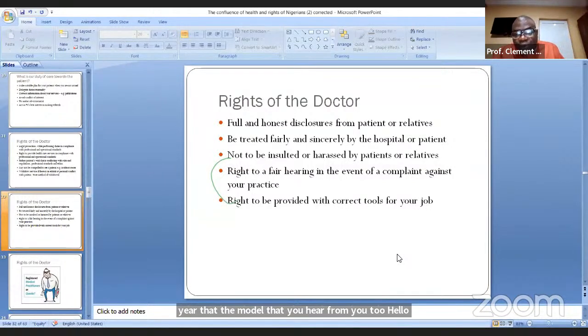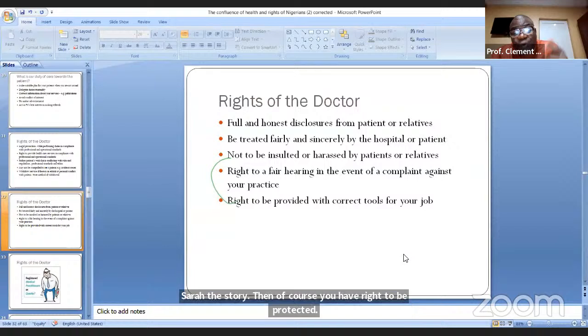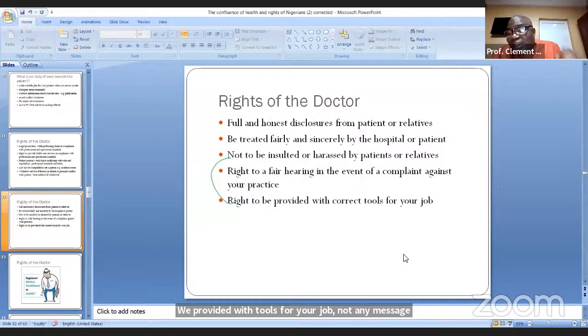Then, of course, you have the right to be protected, to be provided with tools for your job. Lord Denning, 1953, said if a worker doesn't have the right tools to work, he shouldn't do the work because it's not worth the risk. For example, in the era of COVID and Ebola, if they don't have kits for you to wear, no proper protective equipment, and they say go and look after a COVID patient, you have the right to tell your superior, I'm not going to look after the patient until I have my PPEs. Nobody can give you a query. If they give you a query, you can go to court and they will pay you damages for embarrassing you. So that's what it means.